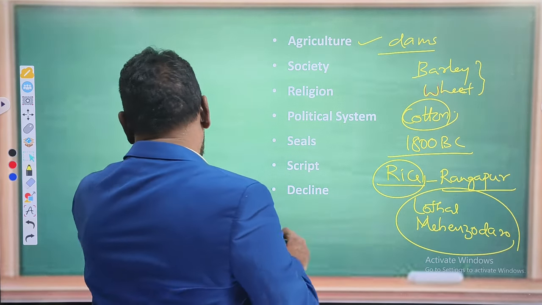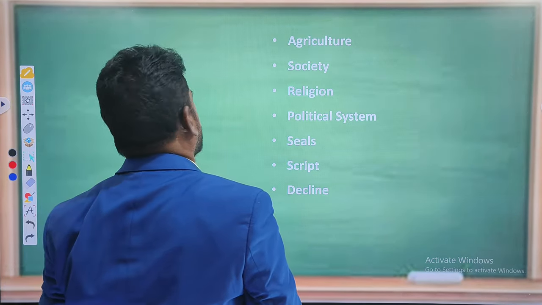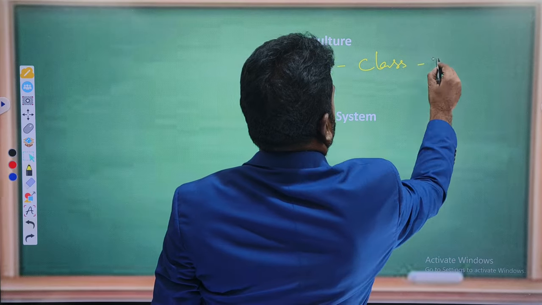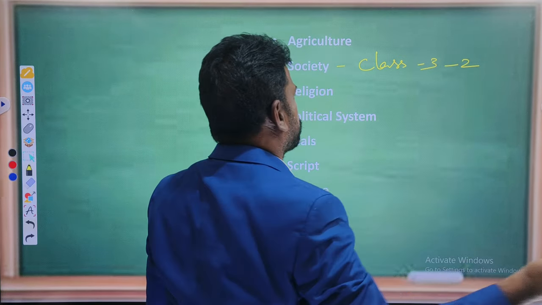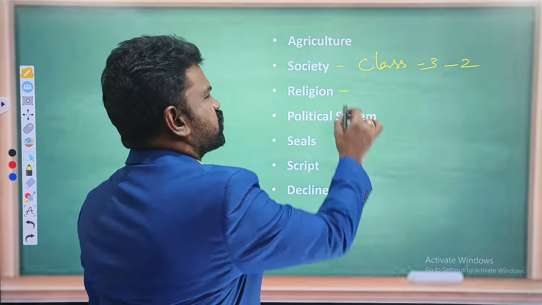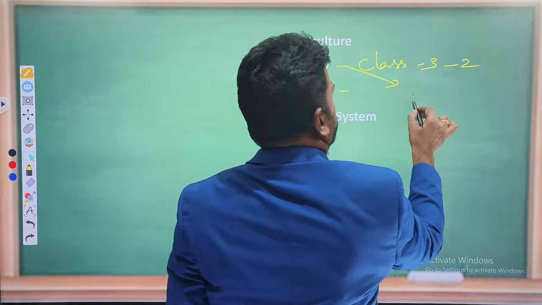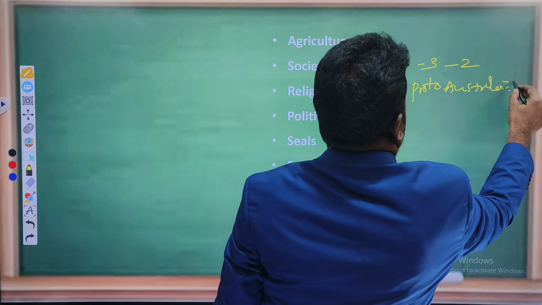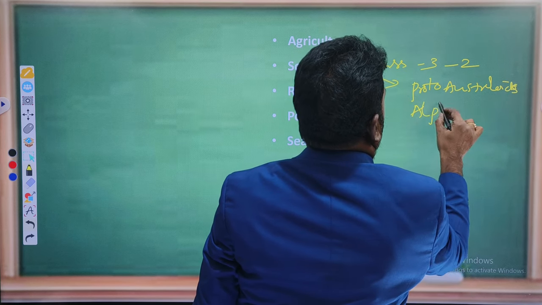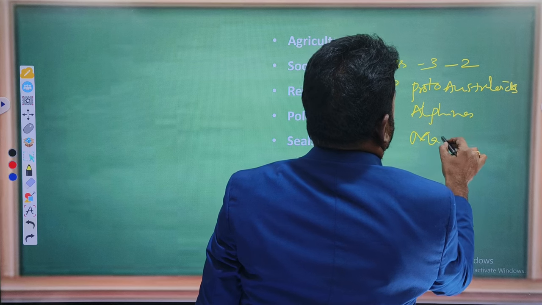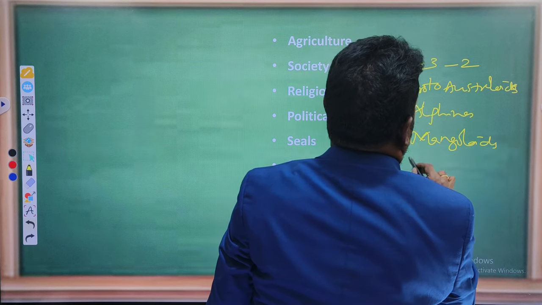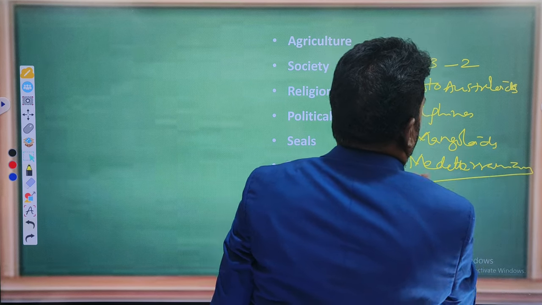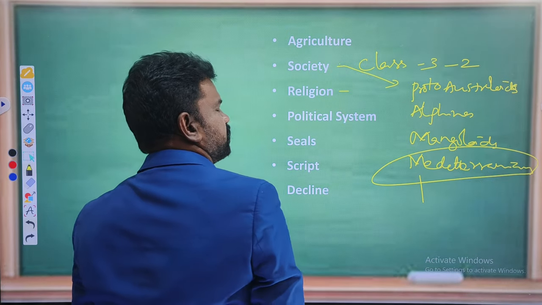Society of that period, Indus Valley Civilization society, was a class divided society. In some areas there were three classes, in some areas only two classes, lower and upper. And in the society we can find different peoples like proto-Australoids, Alpines, Mongoloids, and Mediterraneans. Mediterraneans were the most populous people. These were also called Dravidians.